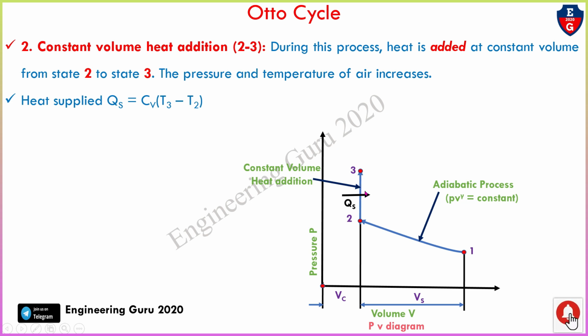Here the heat is added. You can see Qs. Heat is added during the process 2-3 at constant volume, and the pressure and temperature of air increase. You can see that pressure is also increased and temperature is also increased. Heat supply Qs equals Cv (T3 minus T2). So from this we can calculate the heat supply during the process 2-3.